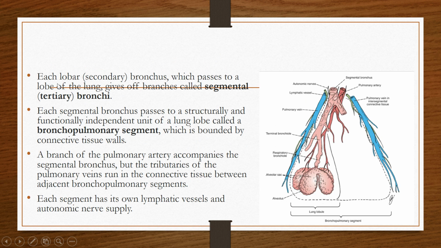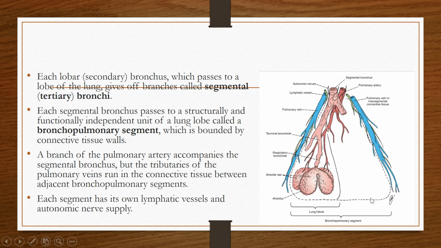Everything is written here. Each secondary bronchus which passes to the lobe of lung forms the segmental bronchus. Segmental bronchus passes to a structurally and functionally independent unit of the lung lobe called the bronchopulmonary segment. In the bronchopulmonary segment, the pulmonary artery will give a segmental artery branch and a segmental bronchus will be present. It has its own lymphatic vessels and autonomic nerve supply. But the segmental vein, which will drain into the pulmonary vein, will be present in the wall in between two bronchopulmonary segments. It will not go inside the bronchopulmonary segment.